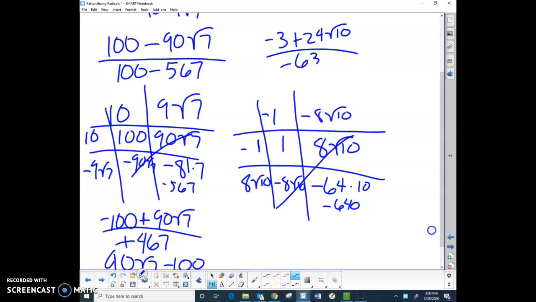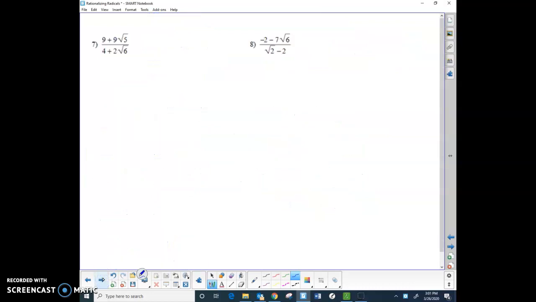or negative 639. Again, I don't like that negative on the bottom, so I'm just going to change the signs of everything. This is like pulling a negative 1 out. So this actually becomes 3 minus 24 square root of 10 over 639, sorry. All right, that's my rationalized answer. They don't always look pretty, but there's no square roots in the bottom.